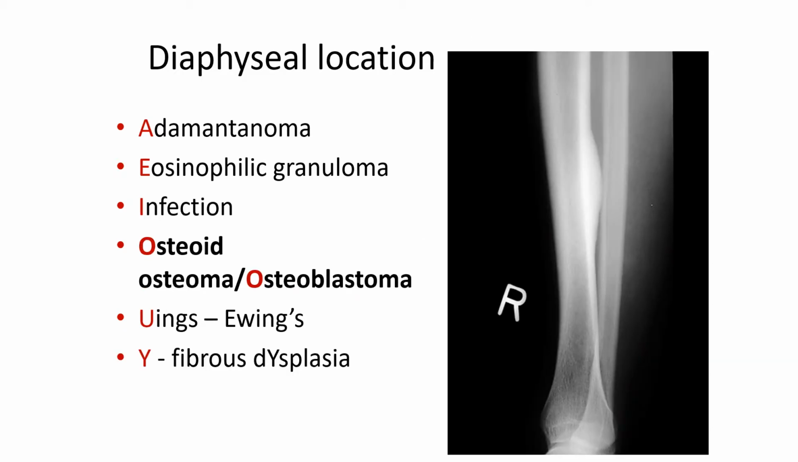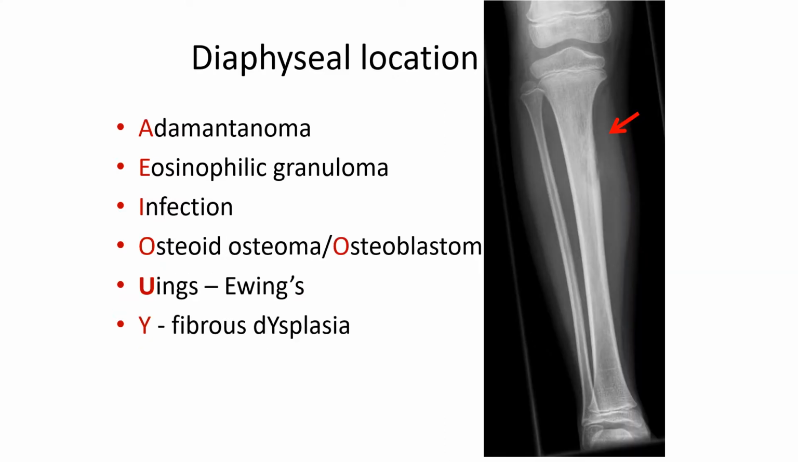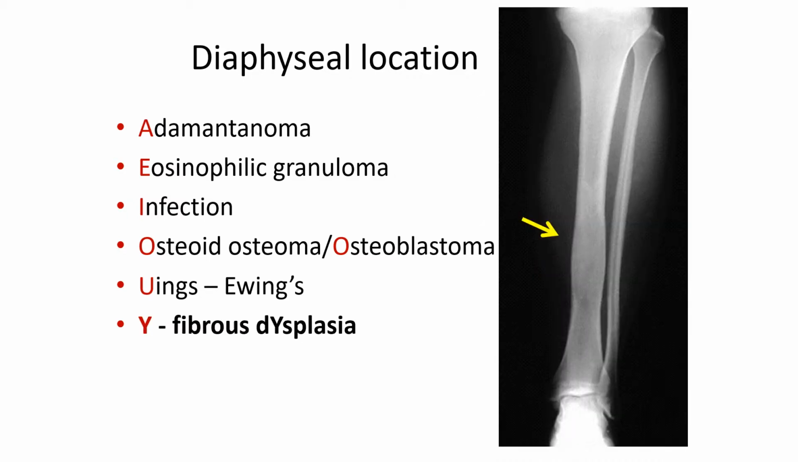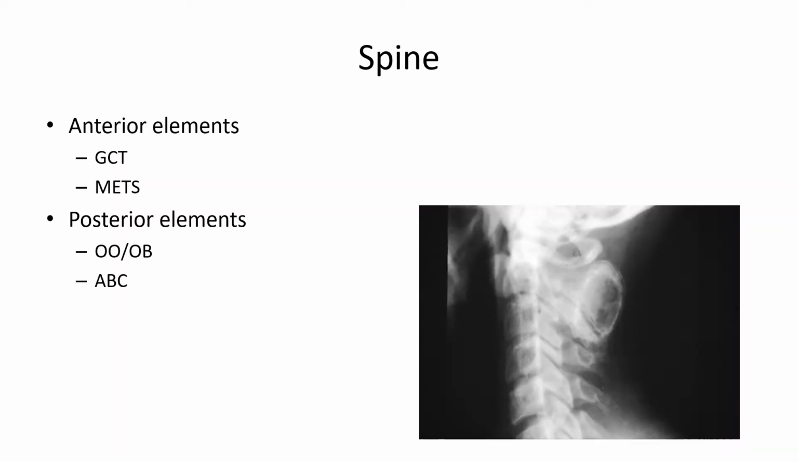Osteoid osteoma and osteoblastoma. One way to differentiate them is by size. Osteoid osteoma is typically less than 2 centimeters. Osteoblastoma greater than 2 centimeters. Ewing sarcoma and fibrous dysplasia.